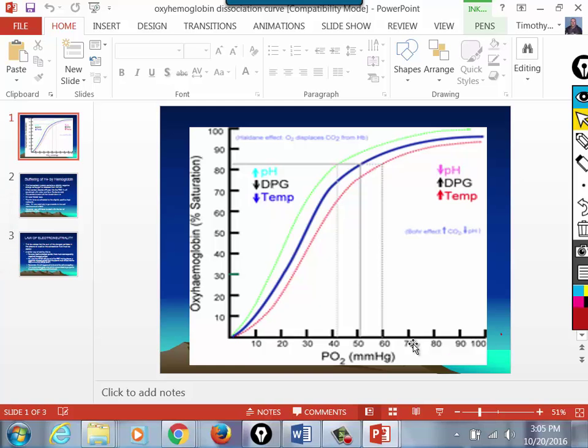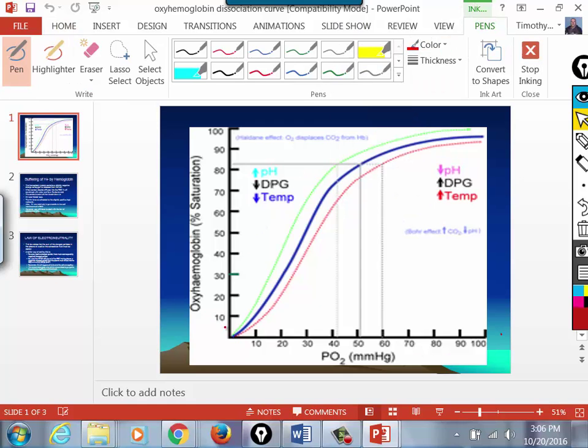Now, the sigmoidal nature of the oxyhemoglobin dissociation curve is such that when one oxygen binds to the iron on hemoglobin, the other oxygens bind easier. That's what produces that sigmoidal effect. If each oxygen had an equal chance, you would have a linear effect. The sigmoidal effect is the result of the increased affinity of oxygen for iron after one oxygen binds to the hemoglobin.